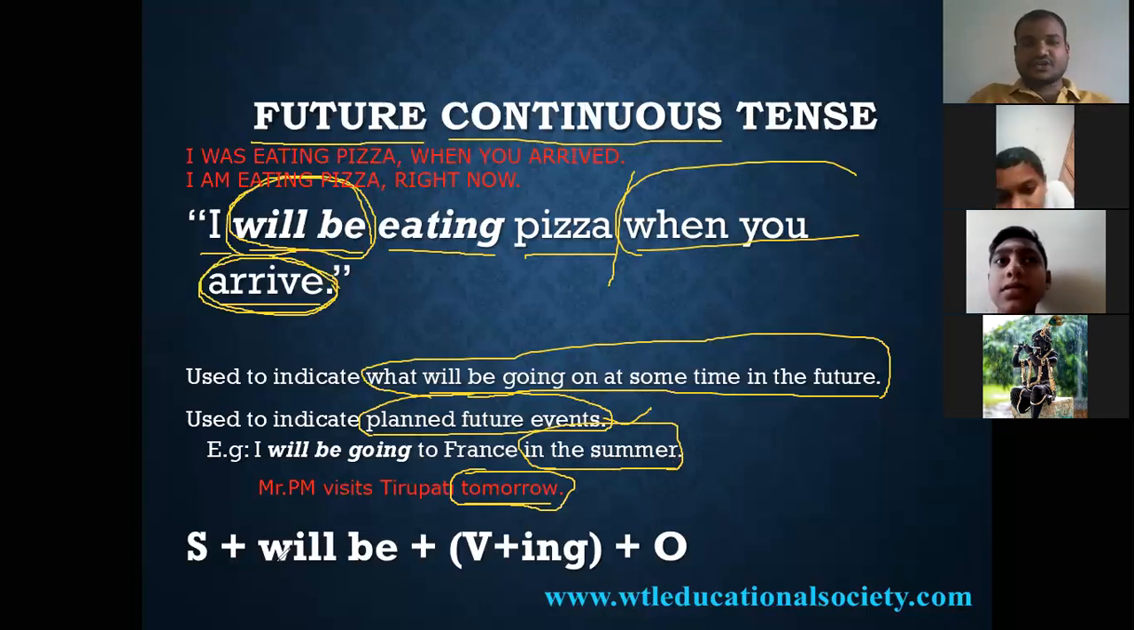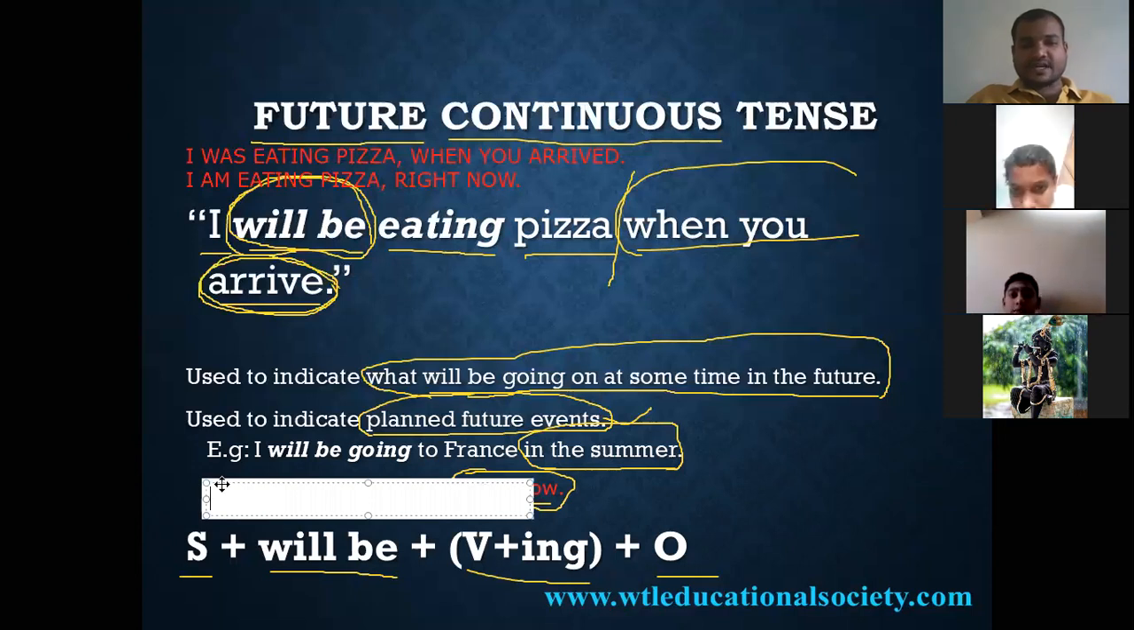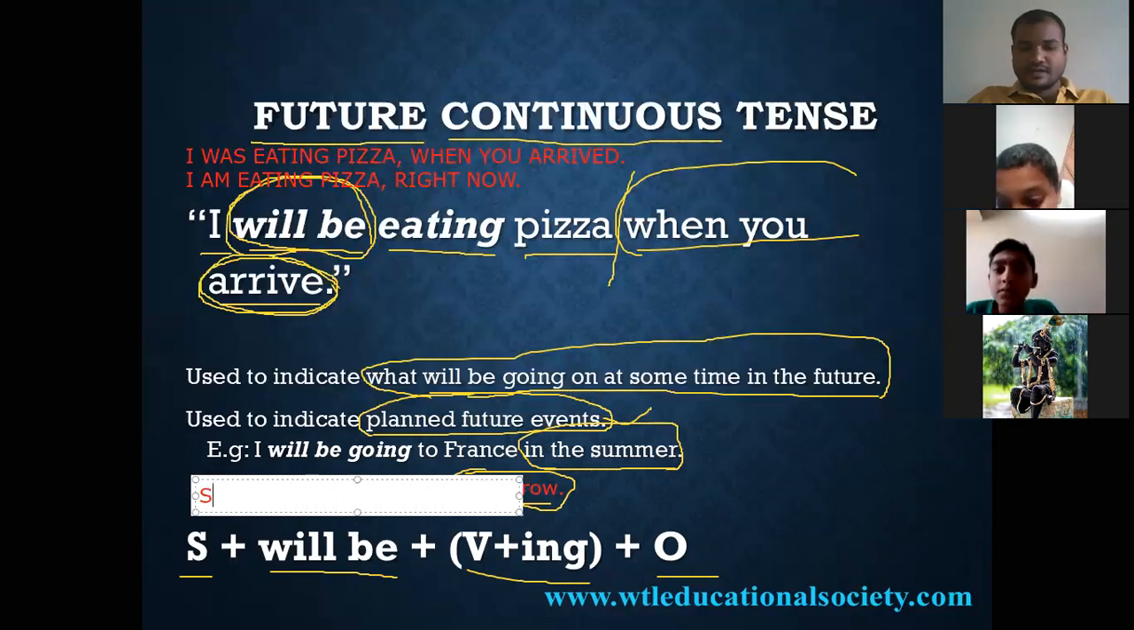Now look at the structure. Subject plus will be plus V1 plus ing plus object. Now tell me what are the structures for simple past, past continuous and present continuous. Ask one by one.